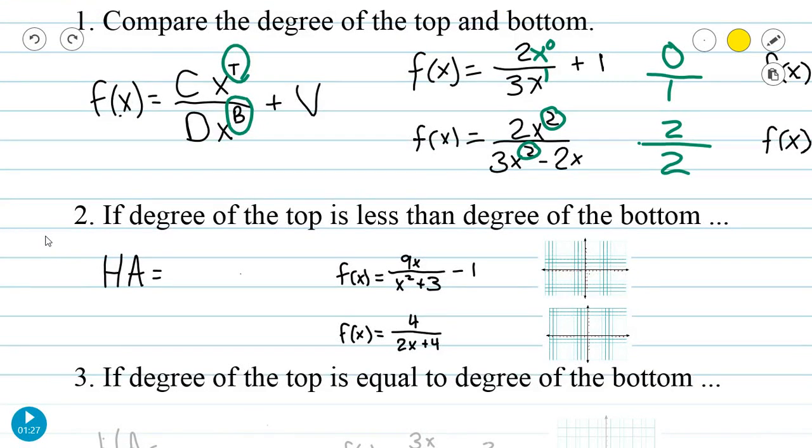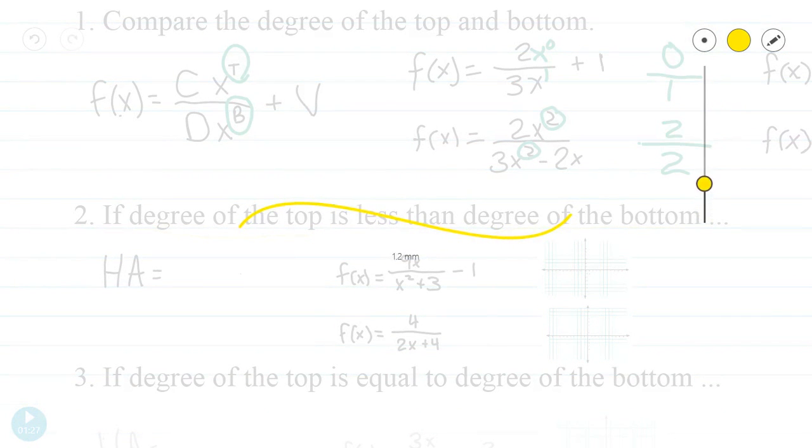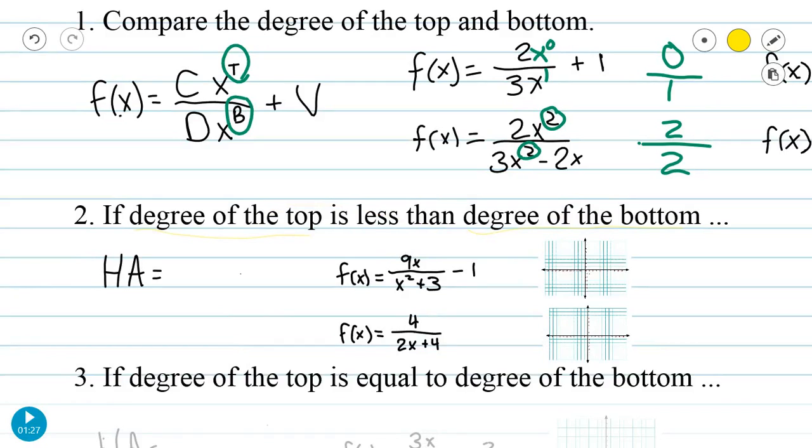Okay, so once we know how to compare both the degree of the top and the bottom, we can apply that information to writing the equation of the horizontal asymptote. So in the first case, if the degree of the top is less than the degree of the bottom, then that means I can write an equation using our standard form values up here.